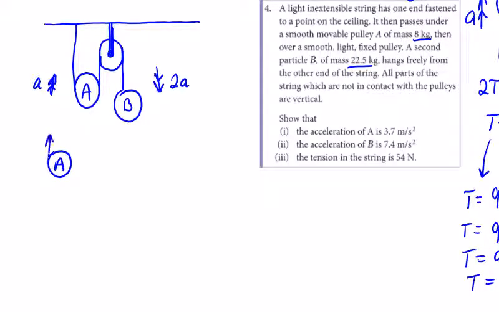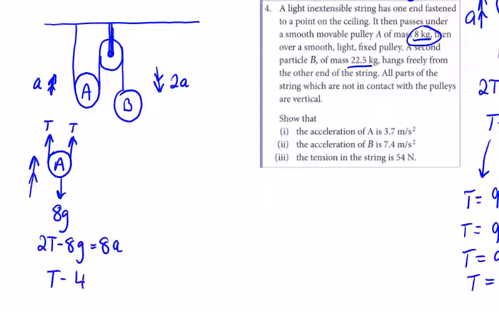A has two strings. Mg for A is going to be 8g, and acceleration is in this direction. So 2t opposing it, 8g, is equal to ma, 8a, which we could write as t minus 4g is equal to 4a. B has one string, has acceleration of 2a. Don't forget to bring that down.